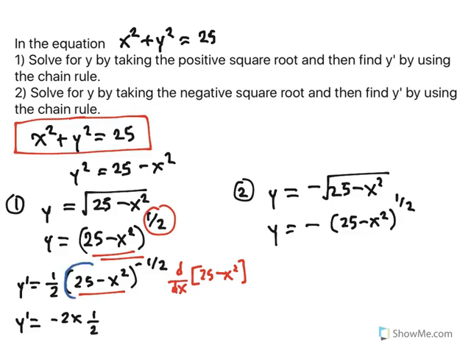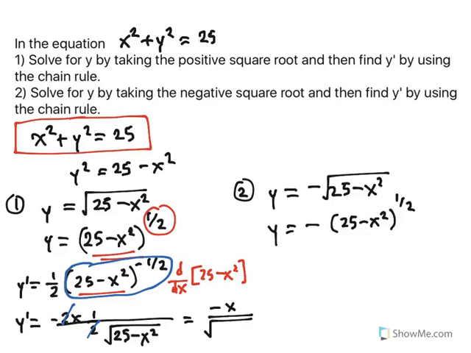And this power, because it has a negative exponent, I can rewrite it to be in the denominator with a positive exponent of 1/2, which can then be written as the square root of 25 minus x squared. And of course, you can see that the 2 here will cancel with the 2 here, leaving me with negative x over the square root of 25 minus x squared. So that is y prime for the explicit relation given by number 1.